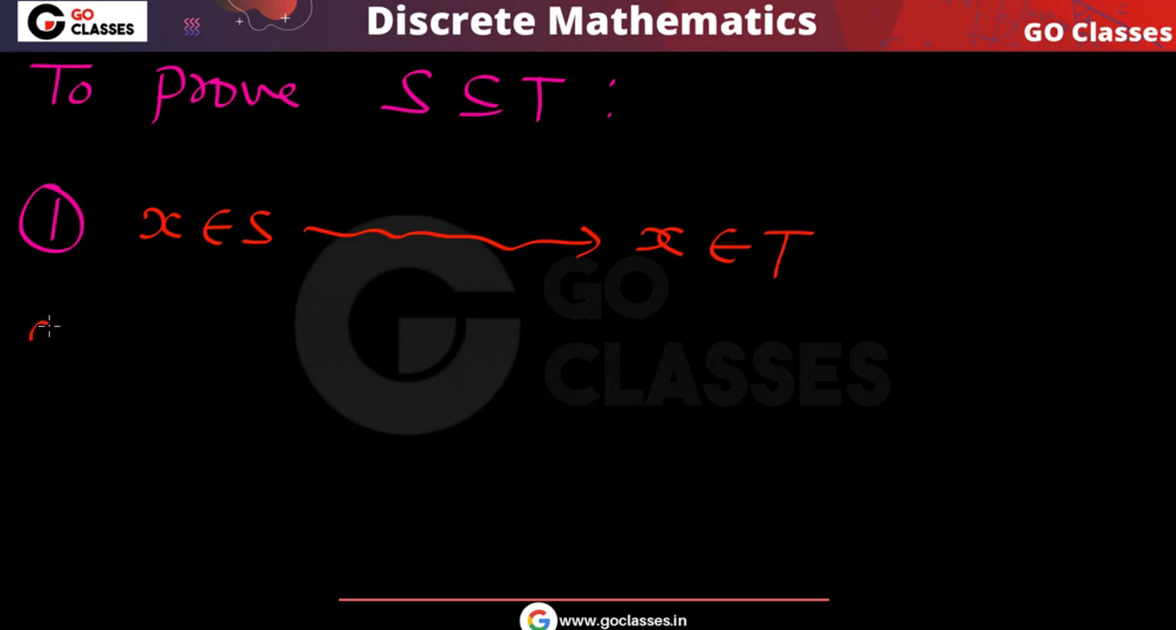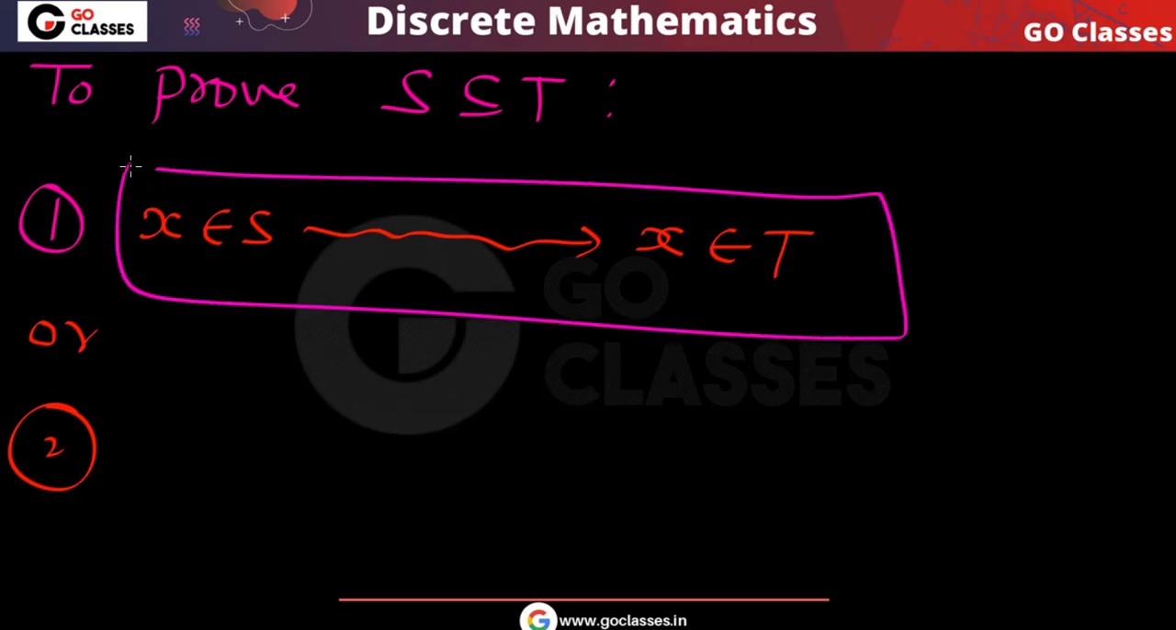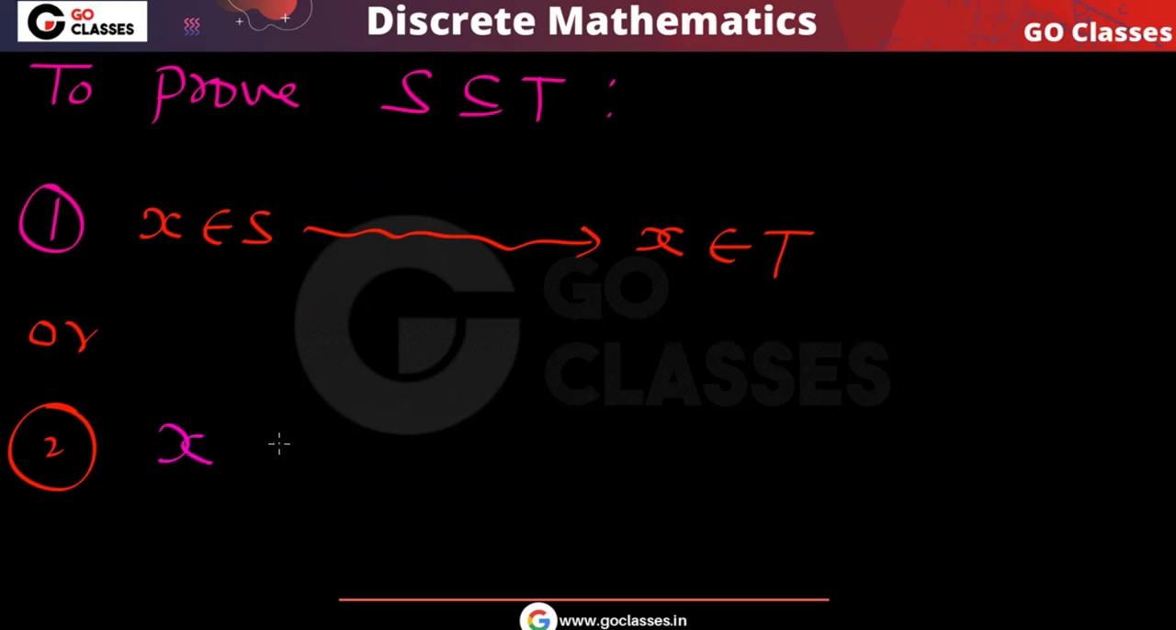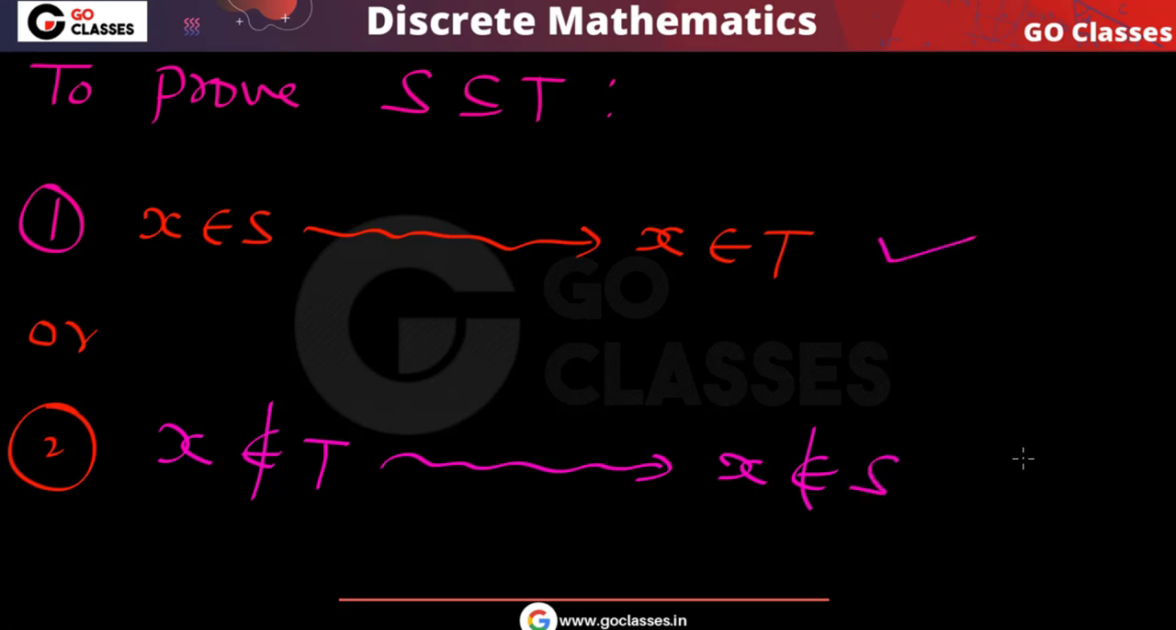Or another approach is this: the contrapositive. What is the contrapositive of this? The contrapositive of this is basically assume that x is not in T, then you prove that x is also not in S. So basically either you can apply this direct approach, or you can apply this contrapositive approach. Both are correct. You can apply any one of them. Most of the time we will apply the direct one, which is the most frequent. I can say this is most used, but you can apply the other also, that is your choice.